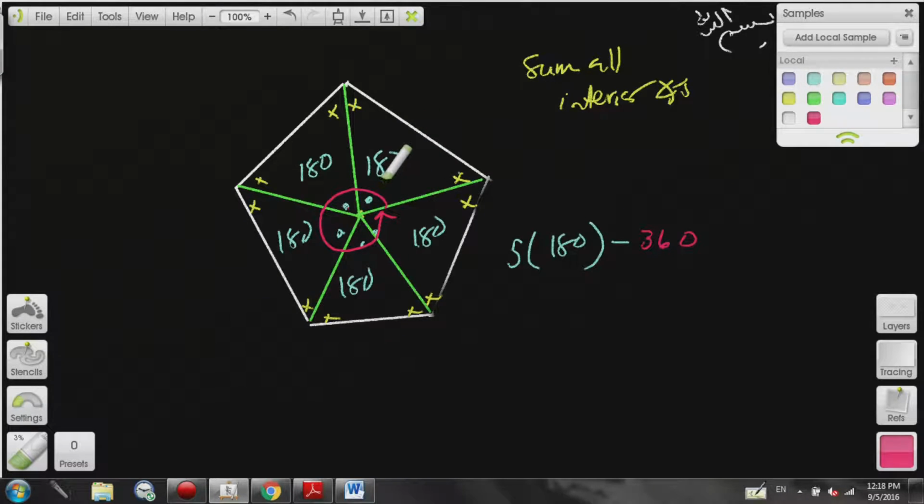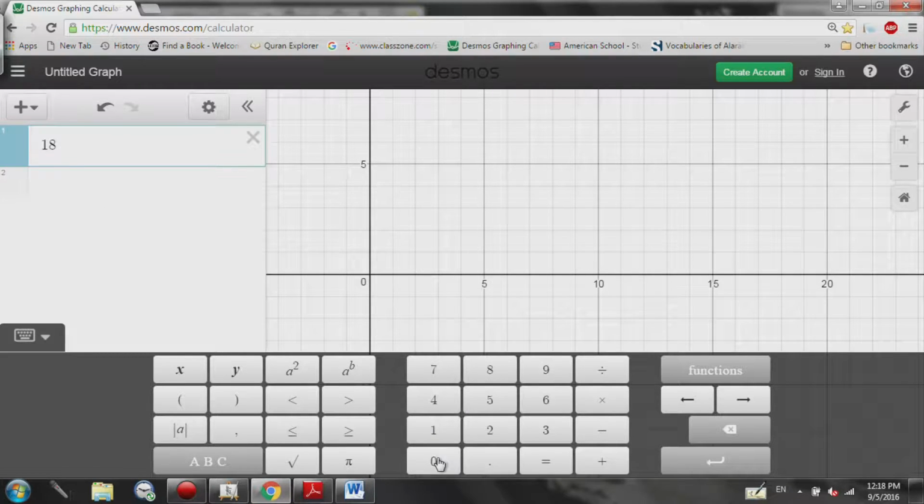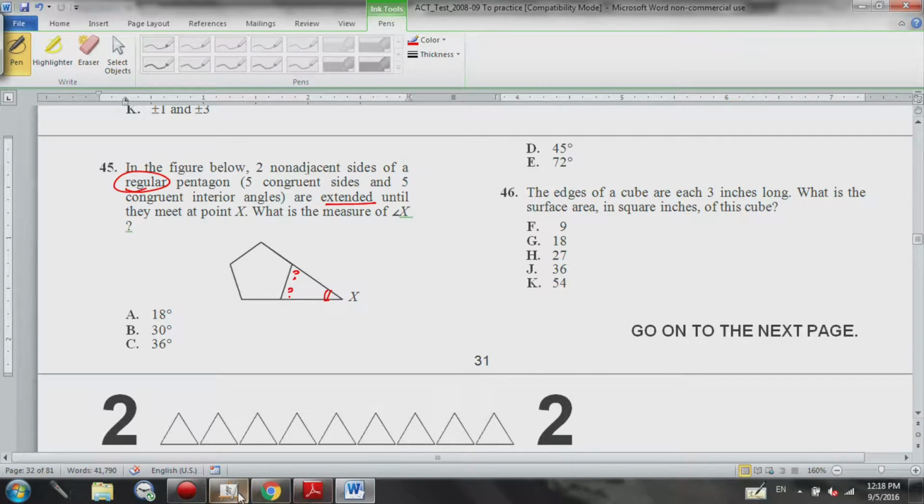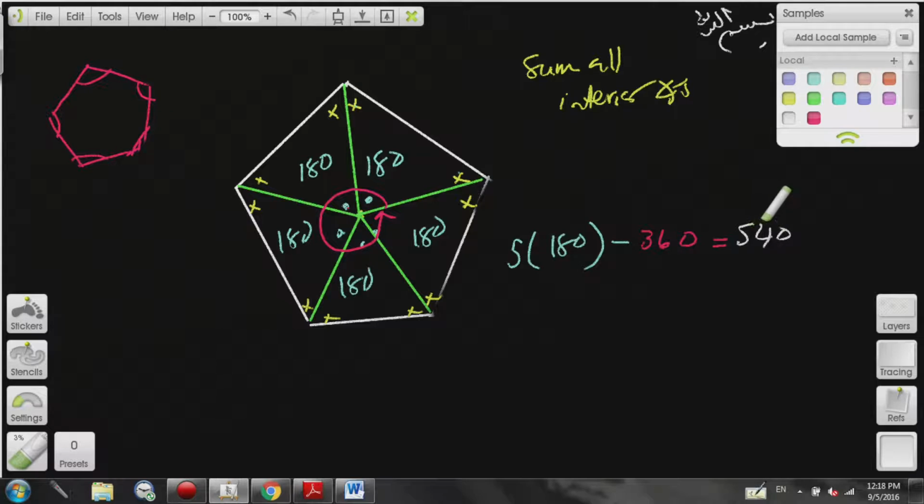So if I add all these triangles up, that's 5 times 180 degrees, and then I subtract these 360 degrees. Then I get the sum of all the interior angles. So how much is that? 180 times 5, and then I subtract 360. That's 540. Okay, so this is 540. Now that's the sum of all of them. So the sum of all the interior angles is 540.